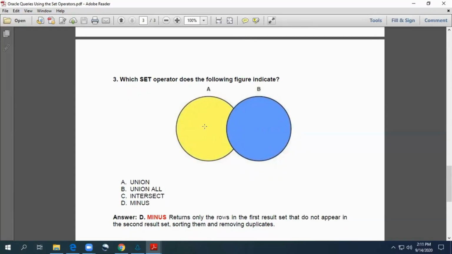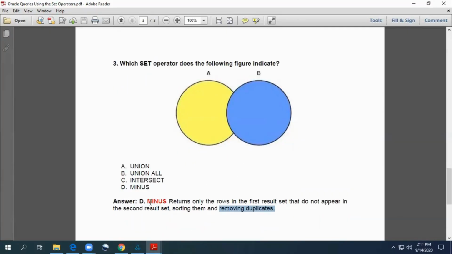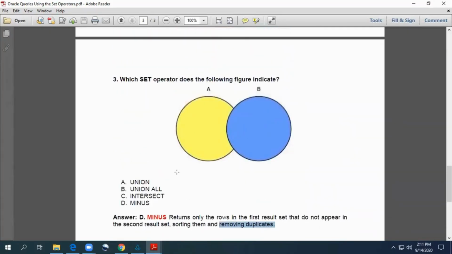If you observe, this shows that the second query result is minus or removed from the first query. So only this portion gives you the output of query A that does not exist in query B. This is my minus operation. It returns the rows in the first result set that do not appear in the second result set, sorting them and removing the duplicates, same as the others. I hope, students, you are clear with all these set operations.